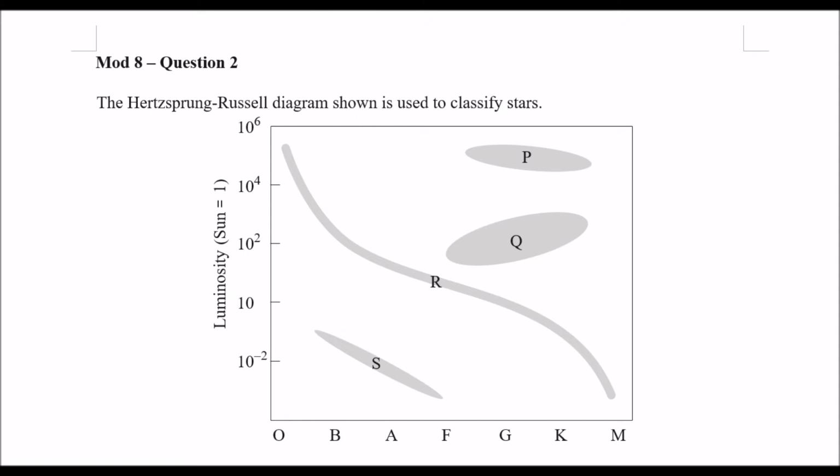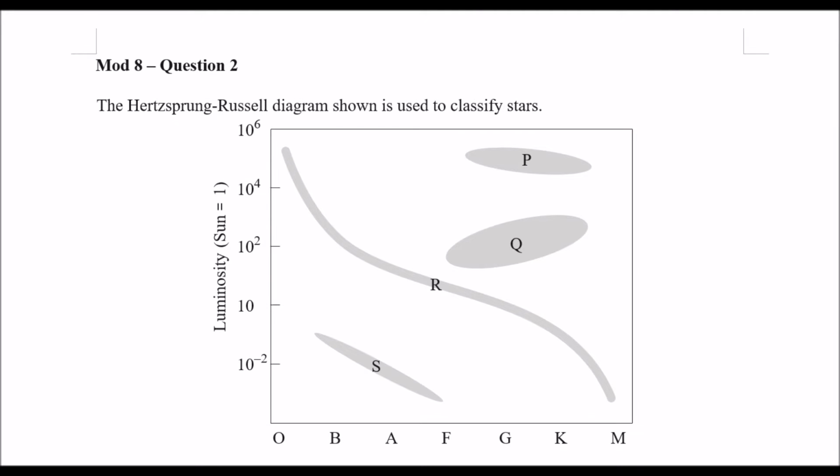All right, so we move to question 2. There's a total of about 10 multiple choice questions from the sample paper, so we'll go through all of them. We have the Hertzsprung-Russell diagram shown to classify different stars. You can see the S region, R, Q, P. You know for sure that the R region is the main sequence. So let's look at what the question's asking us to look at.